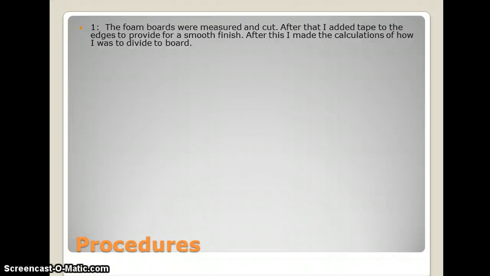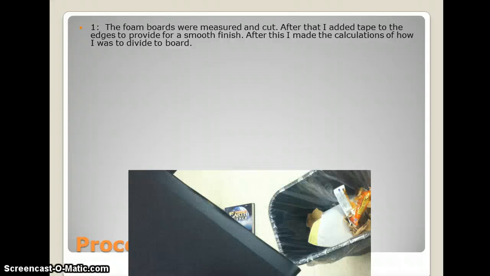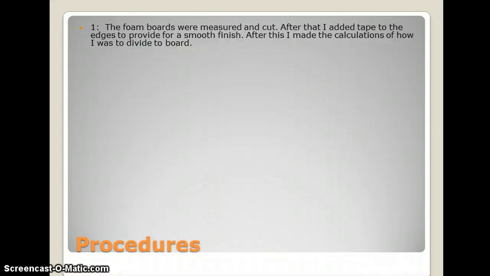Step number 1. The foam board was measured and cut. After that, I added tape to the edges to provide a smooth finish. After this, I made the calculations of how I was to divide the board. The tools used during this step were a foam board, a cutting blade, tape, and a ruler.